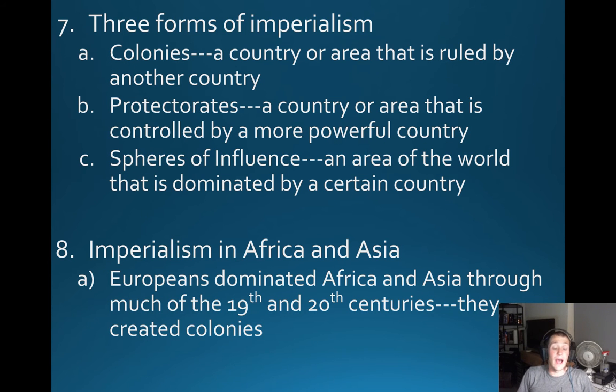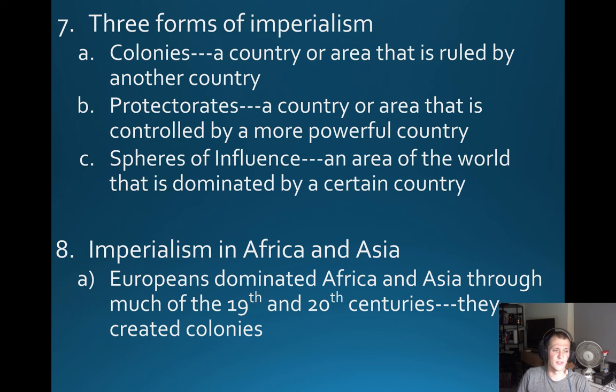So I would definitely know these different forms of imperialism for the test tomorrow. Hint, hint, wink, wink. One of them is the whole idea of colonies, and this is a complete control of another country. You have complete control economically, pretty much. You have complete control politically as well. So that's a big deal.